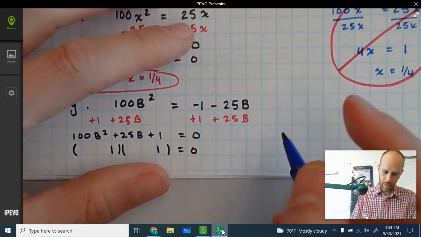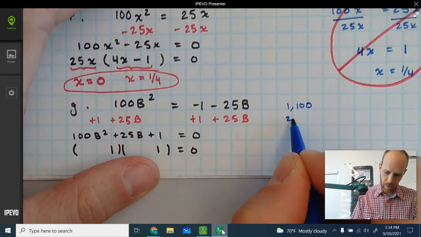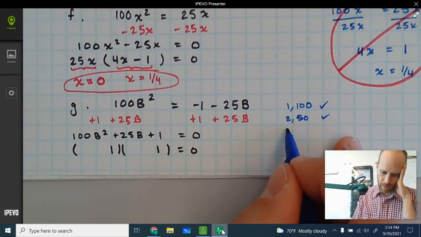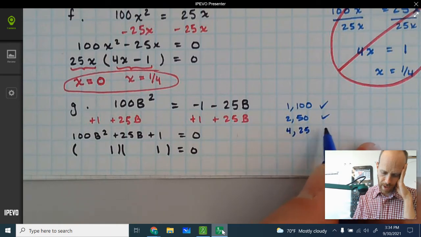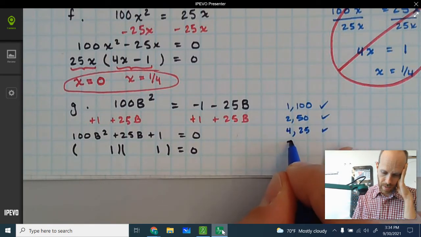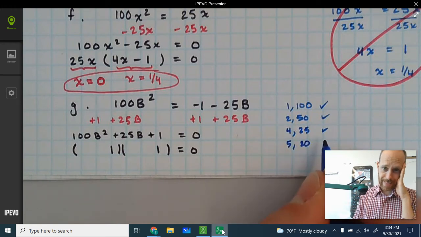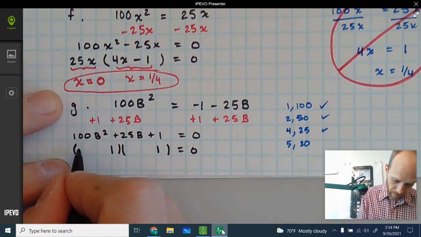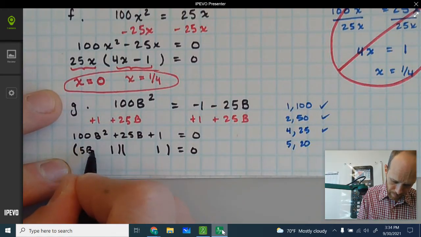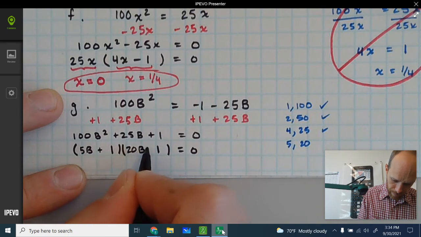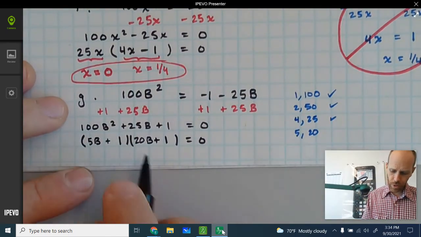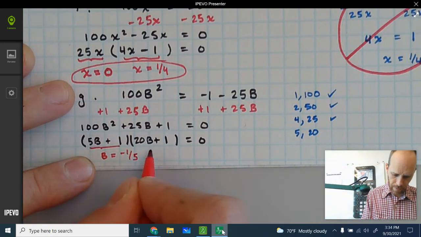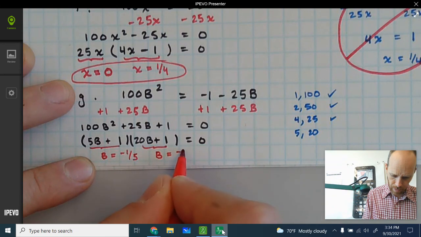So I might start making a list, like 1 and 100, 2 and 50. Those don't add up to 25. 3 doesn't go in there. 4 and 25 adds up to 29. That's no good. 5 and 20, ding, ding, ding! Those add up to 25. So we're going to put in here 5b, 20b. Your solutions end up being b is equal to negative 1 over 5, b is equal to negative 1 over 20.